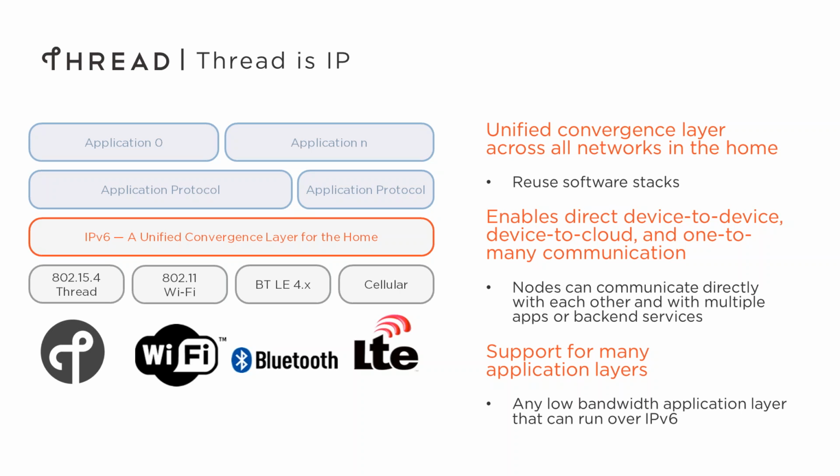And of course, reinforcing this point, at the end of the day, it's best to think of Thread as IP, providing a unified convergence layer for all different types of underlying network technologies across the home that allow you to reuse software stacks, reuse application protocols, enabling device to device, device to the cloud, device to mobile, and one-to-many or one-to-one communication among these different interaction models. And just like the internet at large, there's support for many different application layers, all running simultaneously, concurrently, over Thread's IPv6 unified convergence layer for the home.